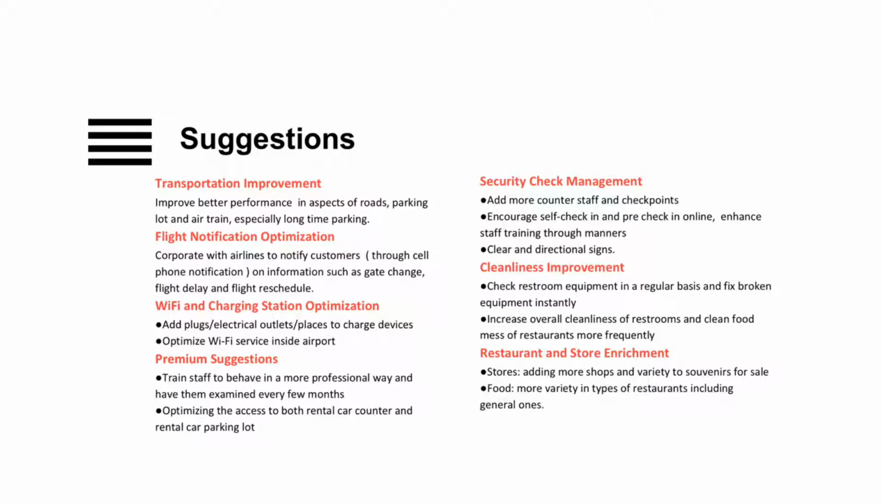And a premium suggestion: train staff to behave in more professional ways and have them examined every few months. For security check management, add more counter staff and checkpoints, and encourage self-check and pre-check online. Enhance staff training on manners, and provide clear, directional signs, and also cleanliness improvement for the food stores, restaurants, and restrooms. And store enrichment by adding more shops or variety for sales, and many types of restaurants, including general ones, cheap ones, or high-end food to satisfy different kinds of food needs.